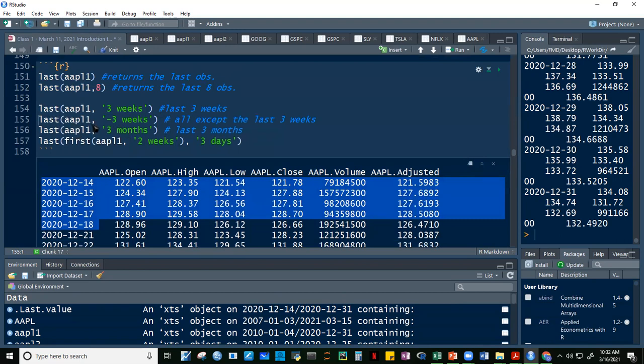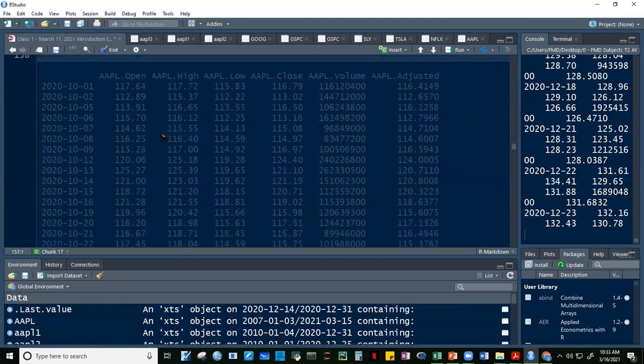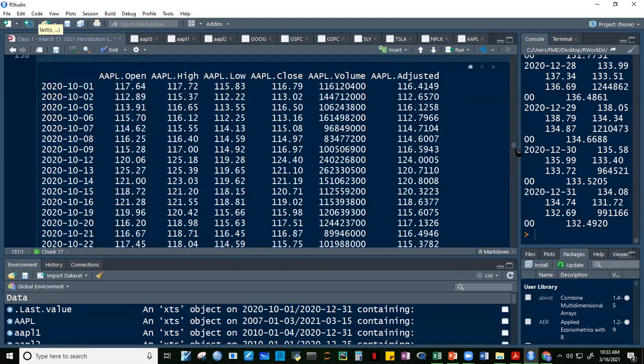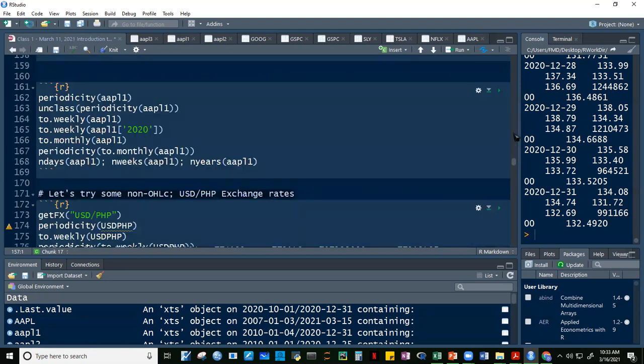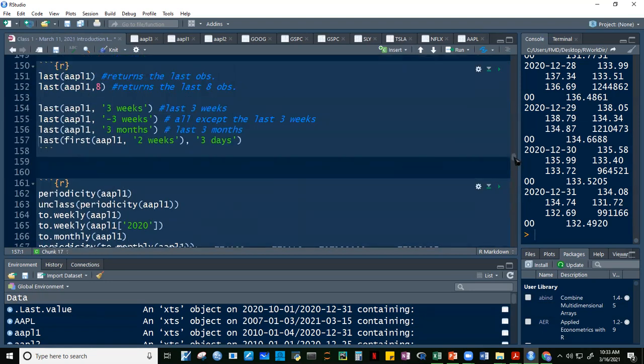Yung last, opposite to nito. Ito, wag isama yung last 3 weeks. Ibig sabihin, from the starting hanggang 3 weeks before, hindi isasama itong last 3 weeks. Then you can also use 3 months, no? Last 3 months. So that's December, November, October of 2020. Yan, October, November, December of 2020. Okay? And then, ano tong last?